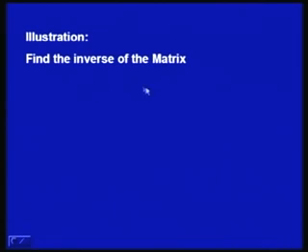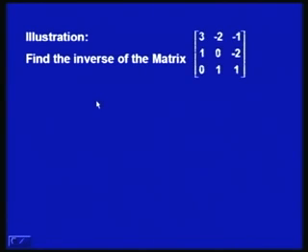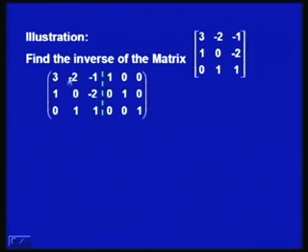Now let us illustrate with an example. Let us find the inverse of a 3 by 3 matrix as this. Then we consider the augmented matrix as this matrix. On the right hand side will be an identity matrix of order 3. What we have to do is transform this matrix into the identity matrix, and by the time it is the identity matrix, this will become the inverse of this matrix.